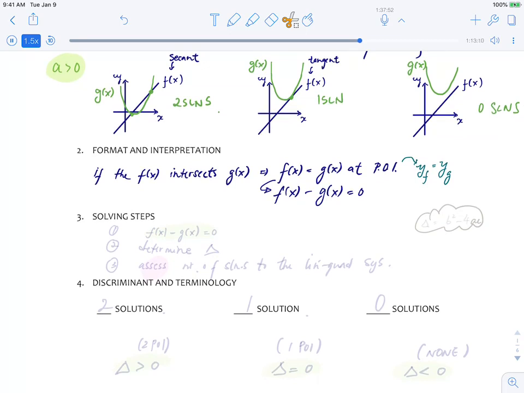Okay? So solving steps, you always start with f of x minus g of x is 0. That's 1. The 2, solve, maybe say determine delta, the discriminant. And then you just have to decide, assess the number of solutions to the linear quadratic system.